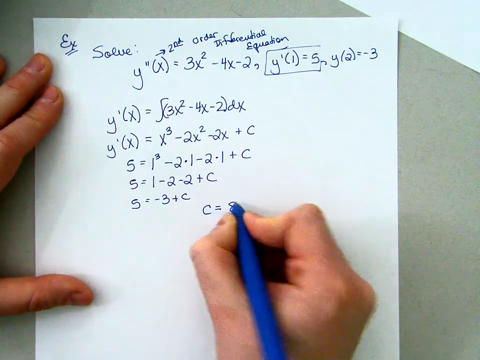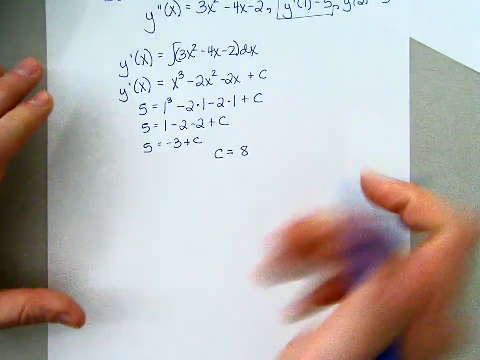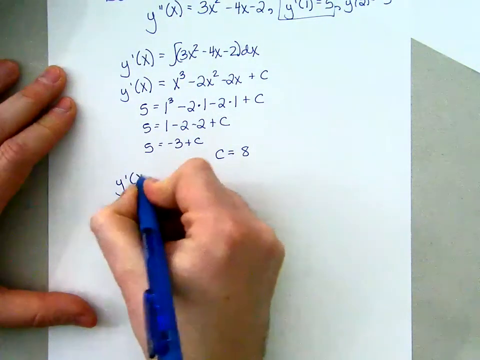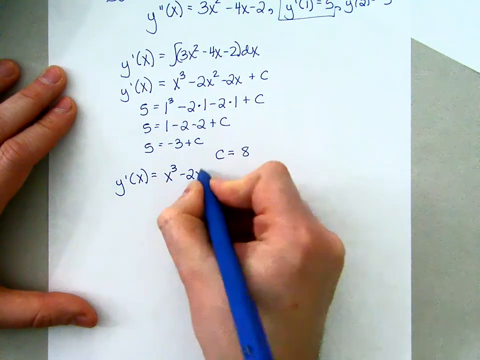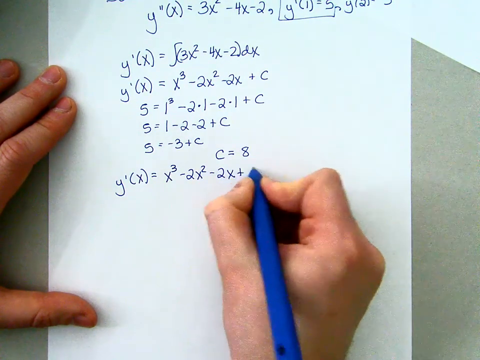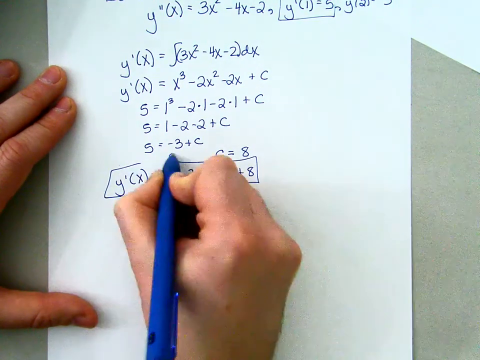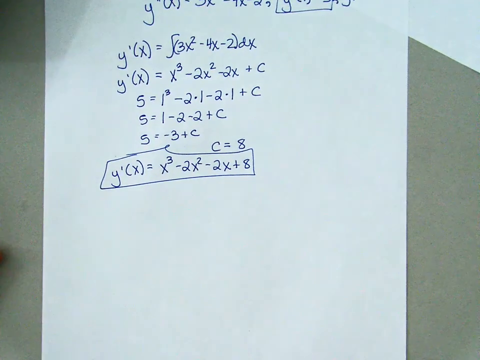Does 8 sound about right? Okay, so I have y prime of x equals x cubed minus 2x squared minus 2x plus 8. That's not my final solution, but that is what the first derivative will be. I think you know how to find the original now. Go do it. It will be a little messier. That's okay. I would like you to try this without a calculator, because when we get to a quiz on this stuff, it'll be without a calculator, so we should be able to work with some fractions.